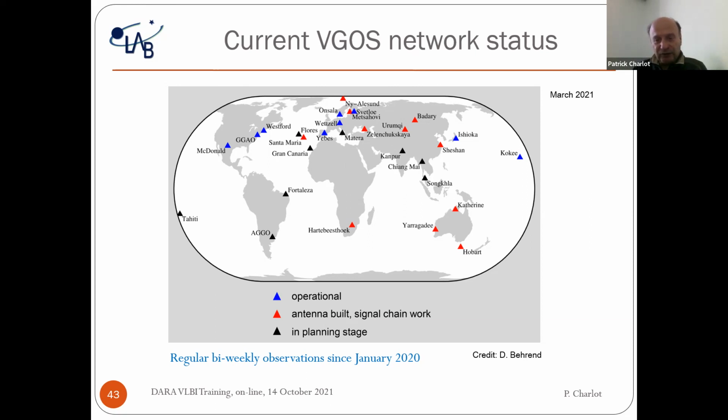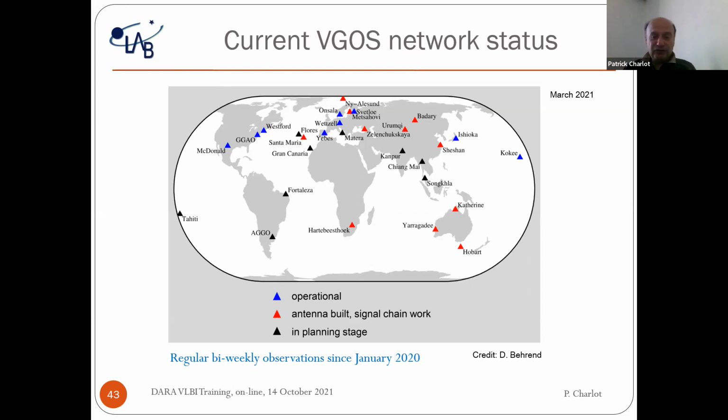And what I wanted to say is that this network with the blue stations has started regular observations about 2 years ago, since January 2020. There are regular sessions every 2 weeks with this new VGOS network, and it will be increased in the future. It will become weekly, and then maybe even more than that.